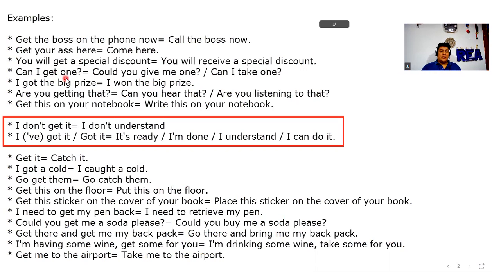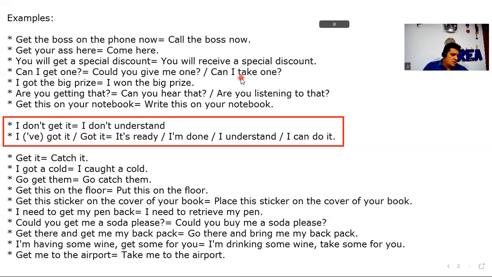All right. Can I get one? Could be like, could you give me one, please? Or can I take one? Here I'm using "take." For example, I have cookies here and I say, take one, take one.